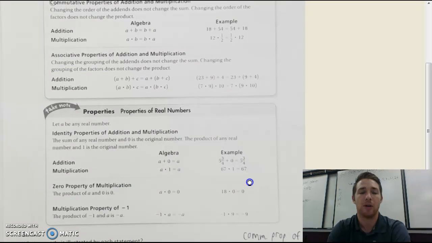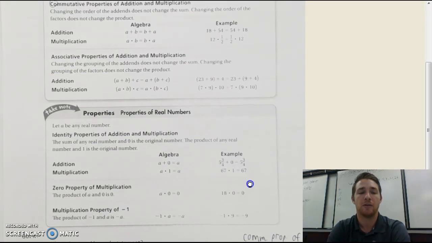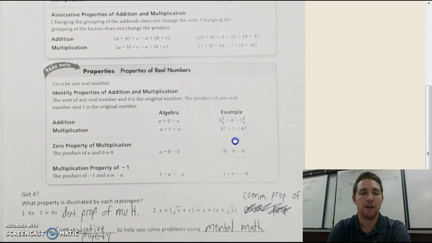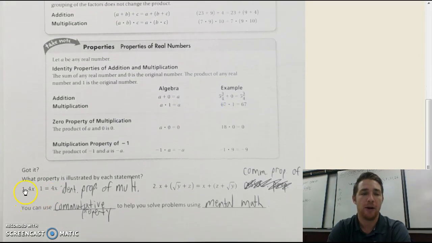So we've got a couple of practice problems. See if you can try those first. Give you a second to get that done. You probably want to pause the video before I go over them. For the property illustrated by that first statement, what I do on a lot of these, and I'm fine with this on homework or tests too, as long as I can tell what you're going for, is shorten it up. So 4x times 1 equals 4x. That's the identity property of multiplication.